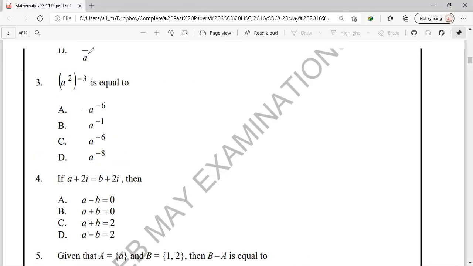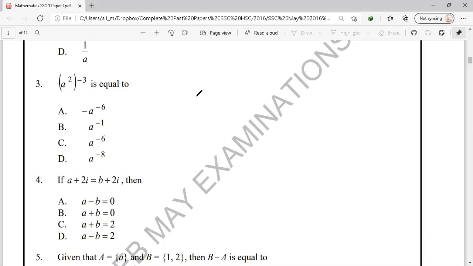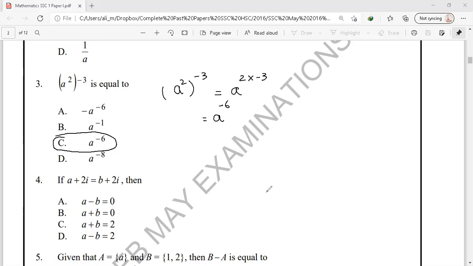So let's see the next questions, 3 and 4. In question number 3, we have to again simplify an expression: a square raised to the power minus 3. We have studied the basic law of exponents that states that if our term has multiple powers, then these two powers are always multiplied. So a raised to the power 2 will be multiplied by minus 3. So the answer we would get is a raised to the power minus 6. So here we have the correct option, that is a raised to the power minus 6.